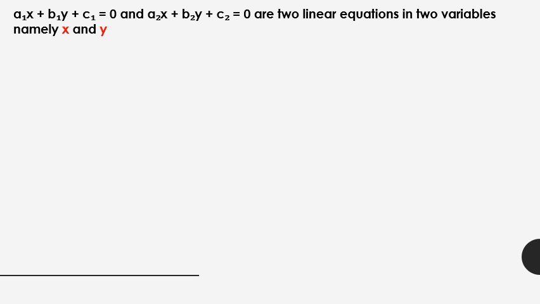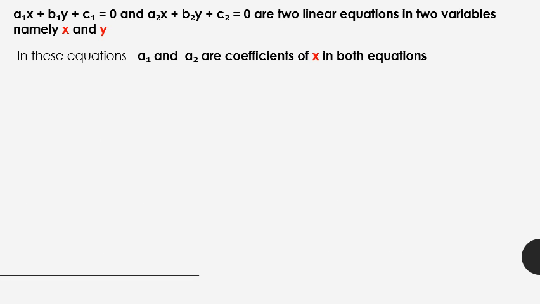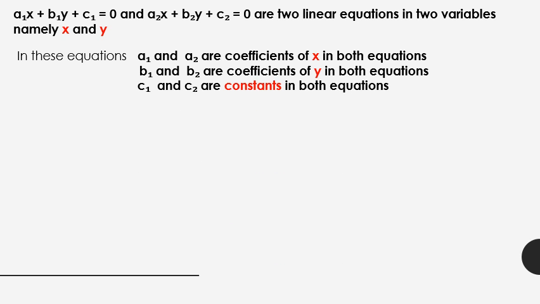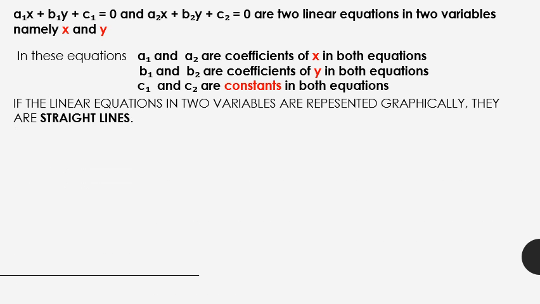Let us assume that a1x plus b1y plus c1 is equal to 0 and a2x plus b2y plus c2 is equal to 0 are two linear equations in two variables, namely x and y. Now, in these equations, a1 and a2 represent coefficients of x in both equations, b1 and b2 are coefficients of y, c1 and c2 are constants. Now, if the equation is represented graphically, it is a straight line.